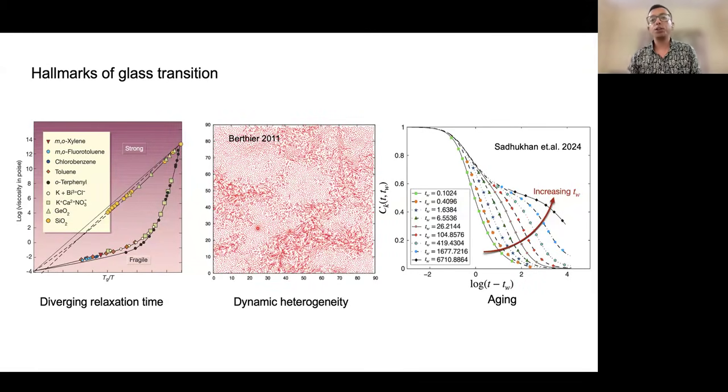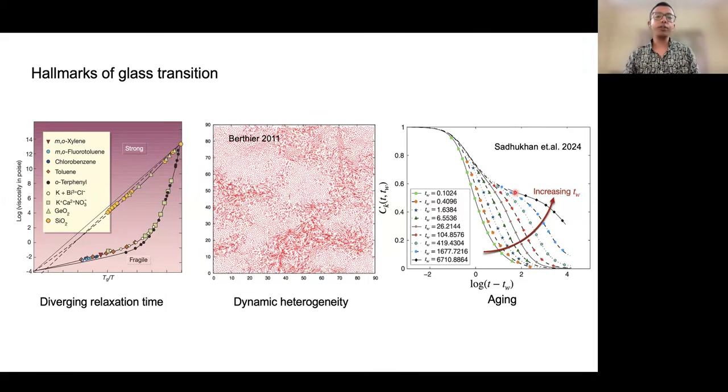But perhaps the most important, the smoking gun evidence of glass transition, is what I would call aging, which is shown over here. What aging means is that any property that you measure, such as a correlation function, depends on when you start measuring. The time origin of the measurement does play a role. In particular, if you keep on increasing the origin, your correlation functions start to develop this shoulder, which basically tells you your system gets caged as it matures into this glassy phase.